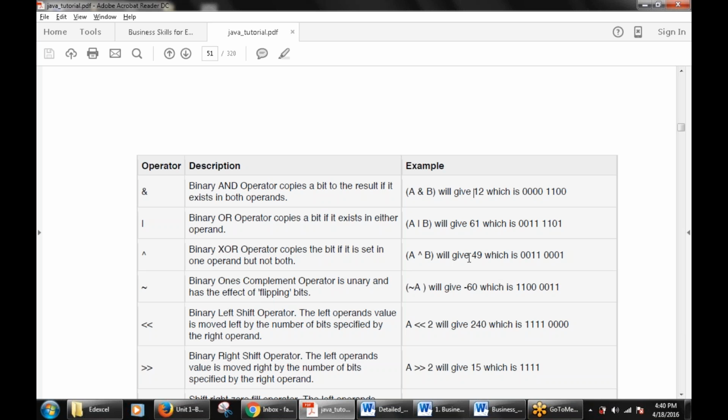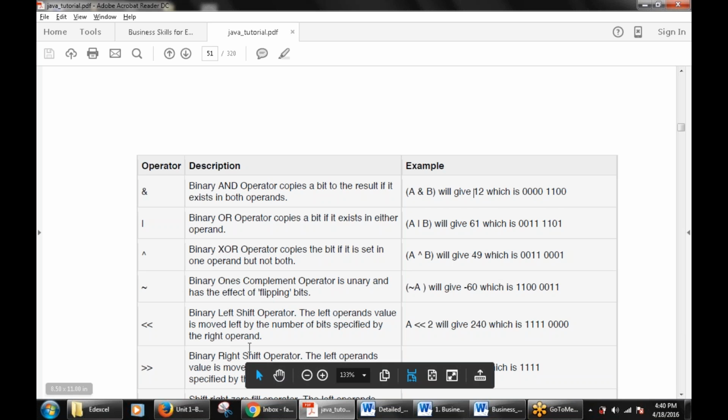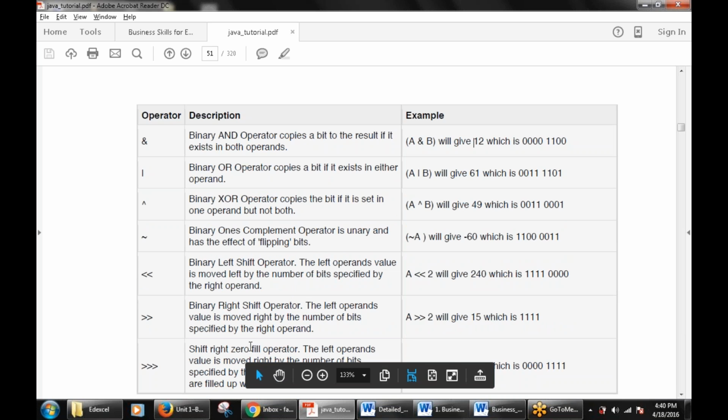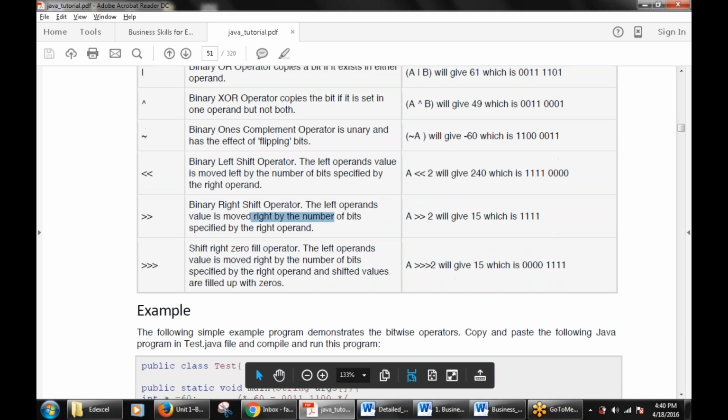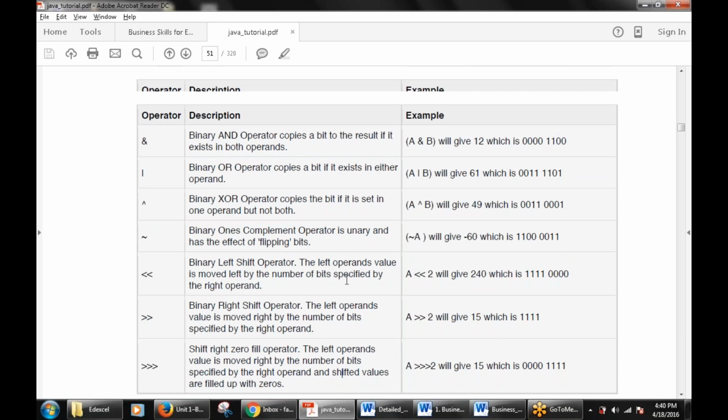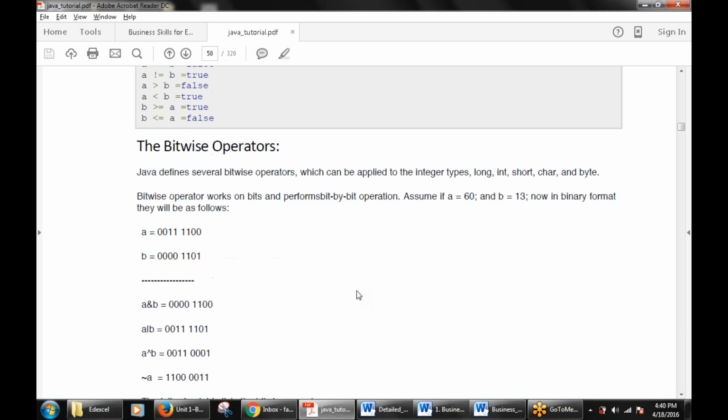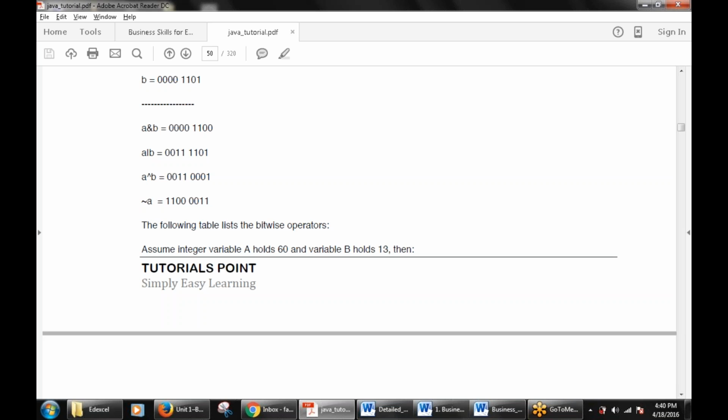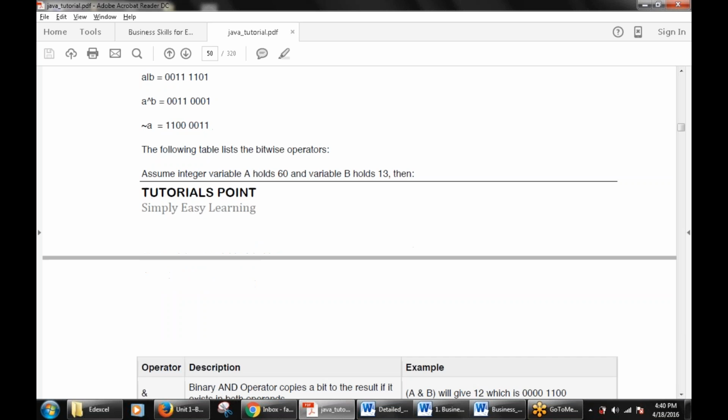It works on the bits, remember, that is 0 and 1, not on the byte, that is the collection of the 8 bits. Then binary right shift operator. So the left operand is moved right by the number of bits that is specified. And the shift right zero fill operator, that value is moved right by the number of bits. So these are the various bitwise operators that operate on the bits. Whatever value is given, first of all it is converted into the bits, then only the output will be generated.